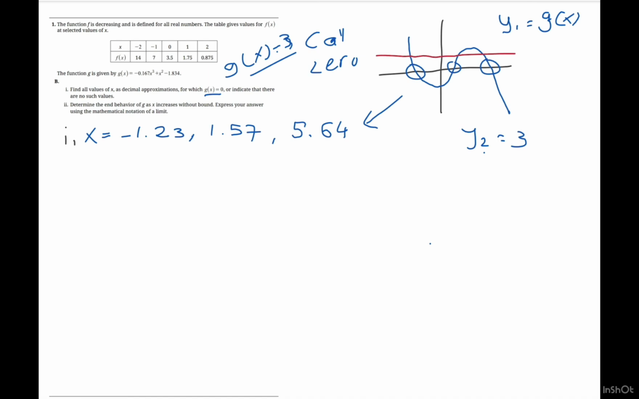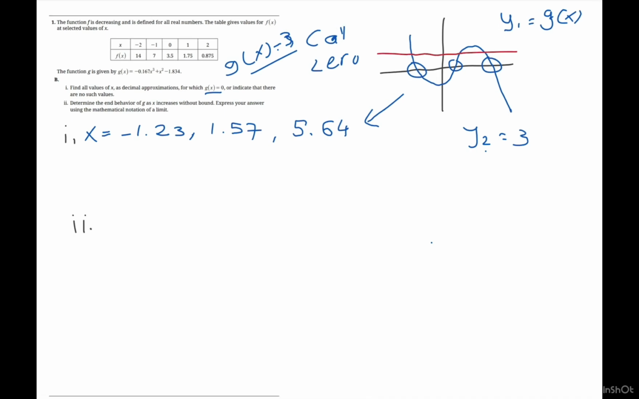And that will give you the input values for g of x being equal to 3. So it has nothing to do with this particular FRQ, but I'm letting you know that if instead of g of x is equal to 0, you were asked to find g of x is equal to 3. I hope that was clear.